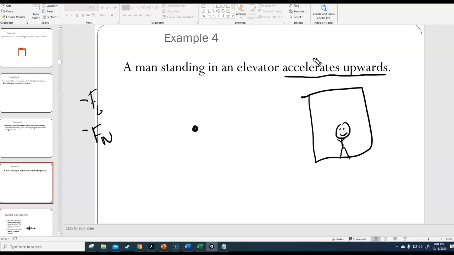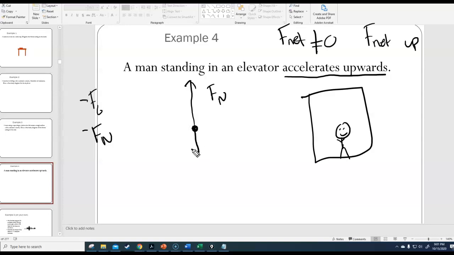Because he is accelerating up, that means that the net force, number 1, is not equal to 0, because he's accelerating, and number 2, the net force must be up. And so when I draw this FBD, I need to make sure that F_N going up, out from the surface, perpendicular to the surface, that's the elevator floor, I need to make sure that arrow is longer than the force of gravity, like this. So this is what the FBD would look like for example 4.